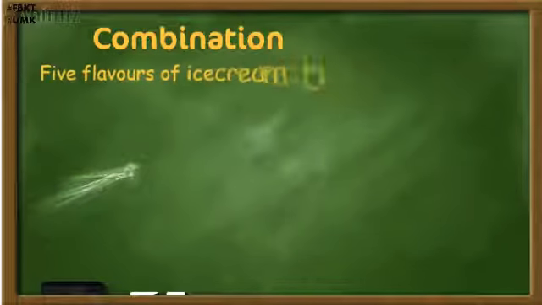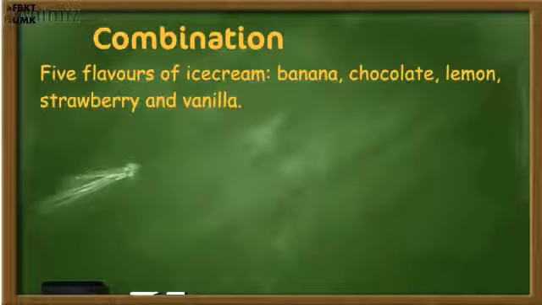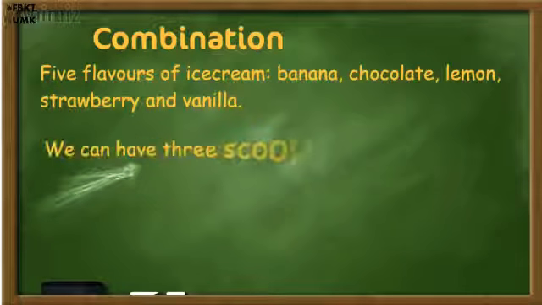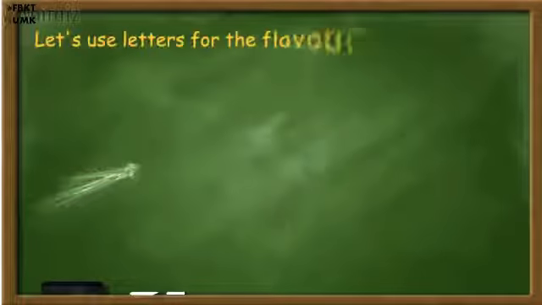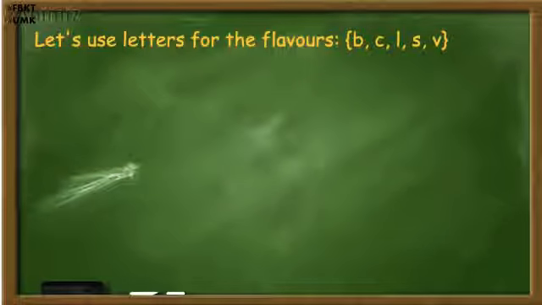Next, let's see how to solve problems involving combination. Let us say there are 5 flavors of ice cream: banana, chocolate, lemon, strawberry, and vanilla. We can have 3 scoops. So, how many variations will there be? Let's use letters for the flavors: B, C, L, S, V.